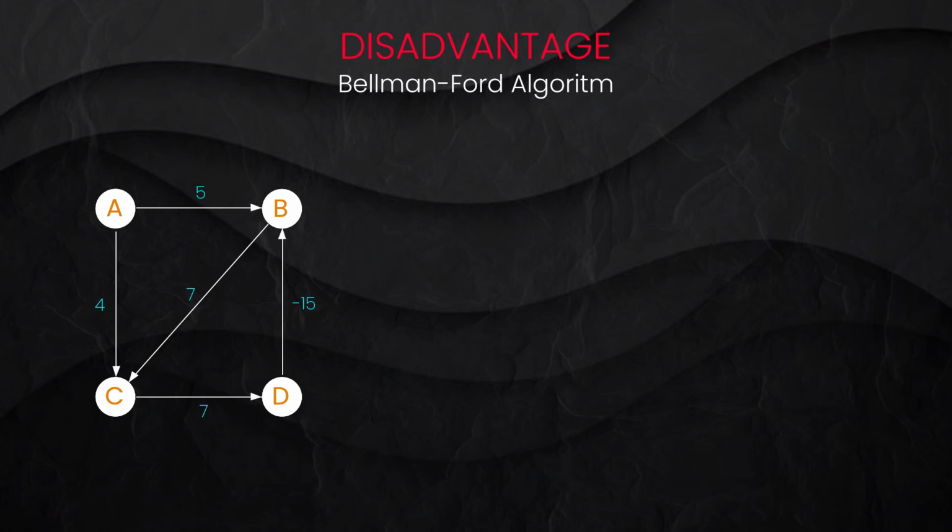Let us see. As per the process of the Bellman-Ford algorithm, let me take A as the source node. So I'll be writing it as A, AB, then AC, BC, right? CD and DB.